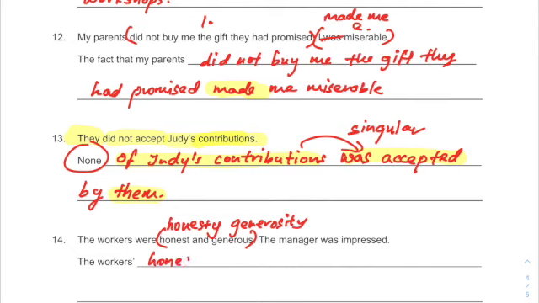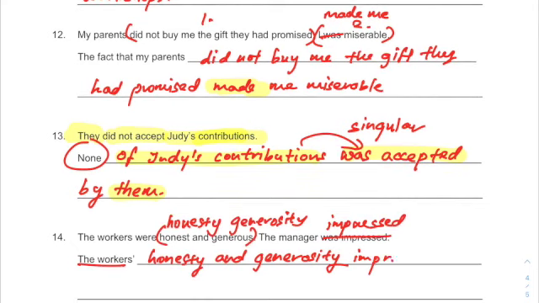So the workers, honesty and generosity, was impressed or becomes impressed because I am doing active passive voice. The manager and the workers change in their position. So impressed. So this impressed the manager. The workers' honesty and generosity. All right. So that's question 14. Moving to a quick end of this worksheet.